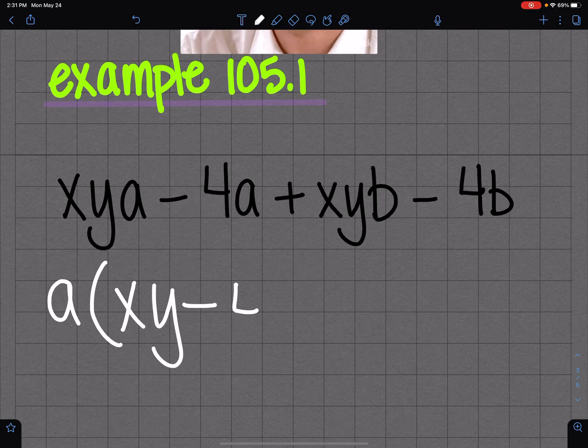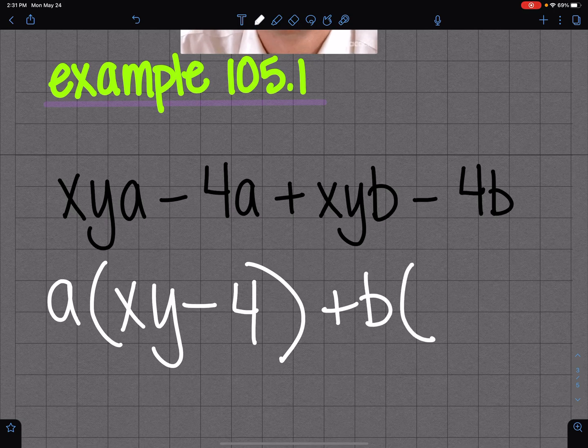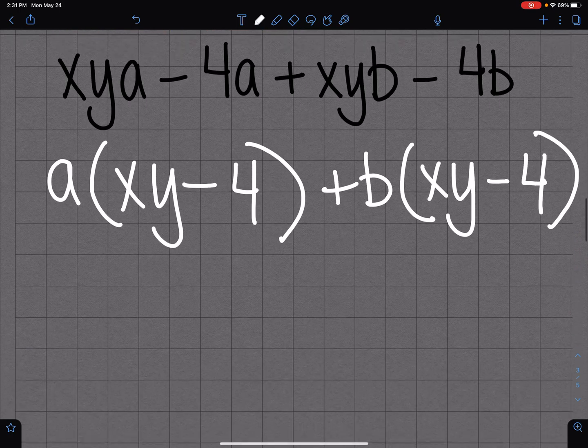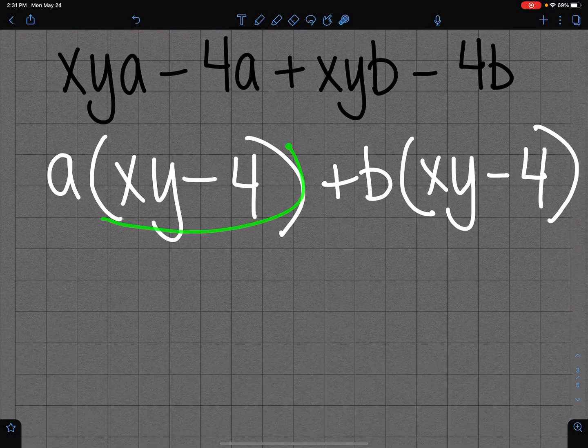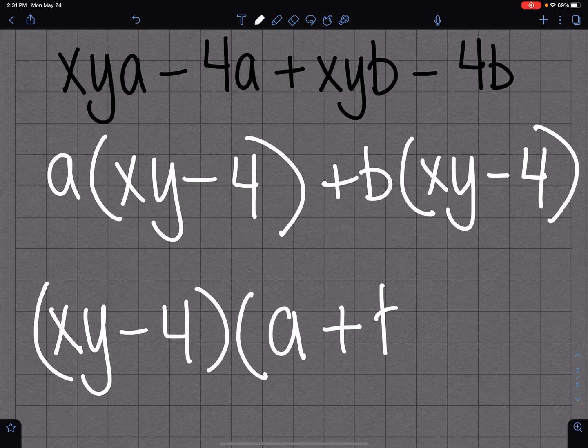a times (xy minus 4). Now, in the second one, what is the same? It looks like we have a b that is the same. So let's pull out that b. And then we have b times (xy minus 4). You'll know that you're on the right track when the next step is an expression inside parentheses that is the same. Because if we factor that xy minus 4 out, all you're left with in the other set of parentheses is a plus b.